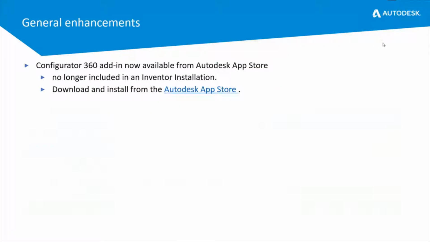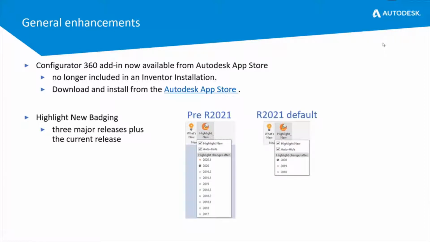A few other general enhancements. The Configurator 360 add-in is only available from the App Store now. It's no longer included in the Inventor installation with 2021. And there's some changes to the badging. In previous releases, we used to get every point release shown. These are now available for 3 major releases plus the current release.